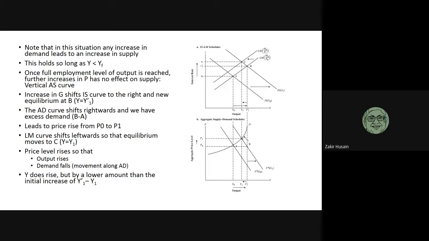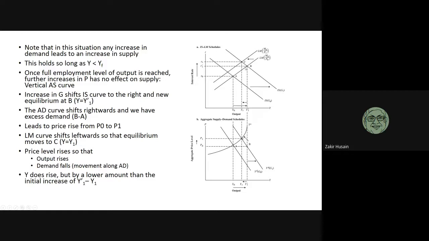Wait, where's my... I'm starting from point A, right? This is my demand for commodities. So, sorry, this is the equilibrium in the commodity market, the IS curve, and this is the LM curve. Okay, so intersection occurs at point A. What is the output? Y0.